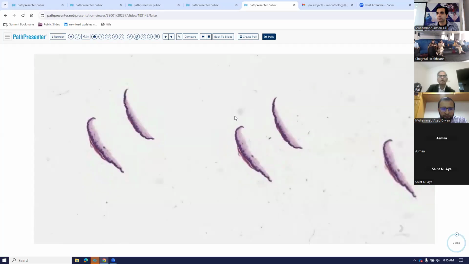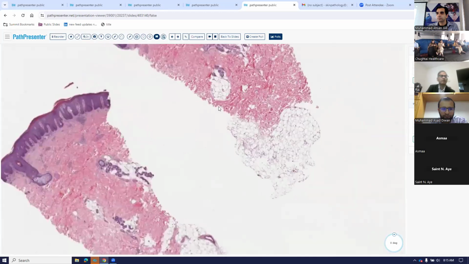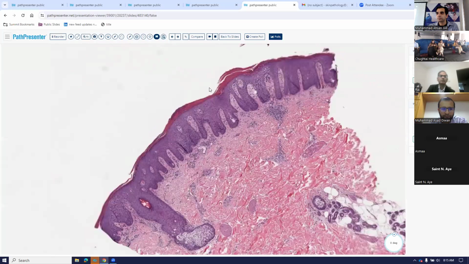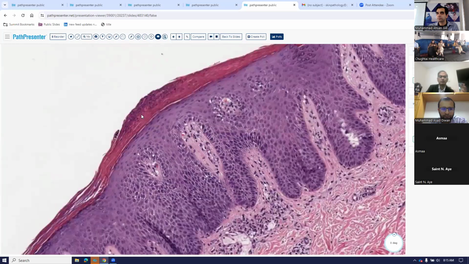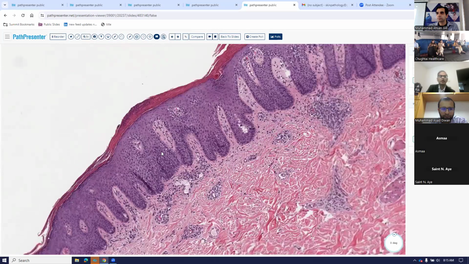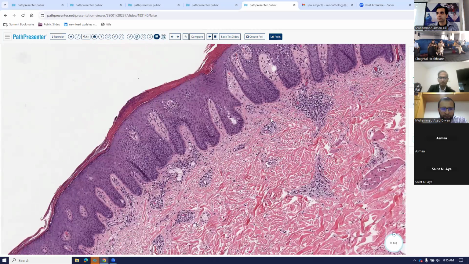So when you come back to the case of psoriasis, it tends to lose that stratum granulosum. If you come back and look at the high power here, you don't see the granules. So there is a loss of the granular layer in psoriasis. And then you have this superficial perivascular lymphocytic infiltrate. And if you go high power, it is mostly lymphocytes.